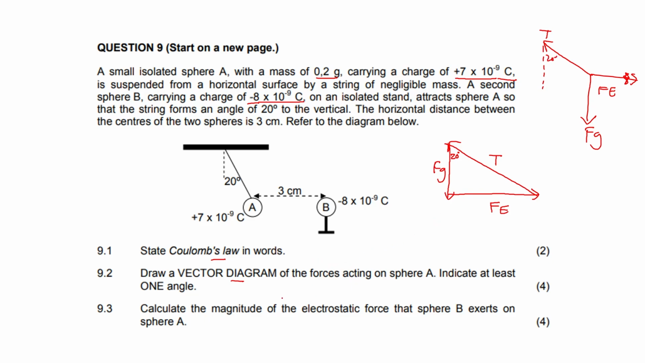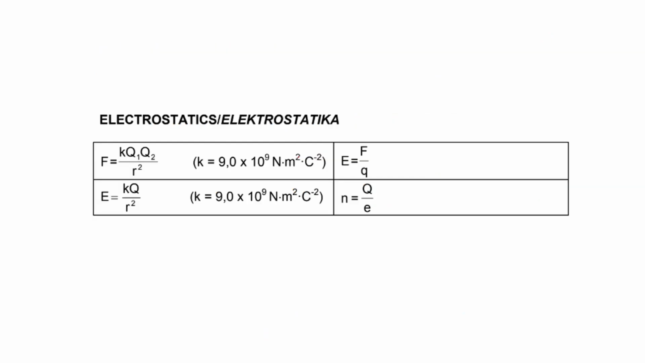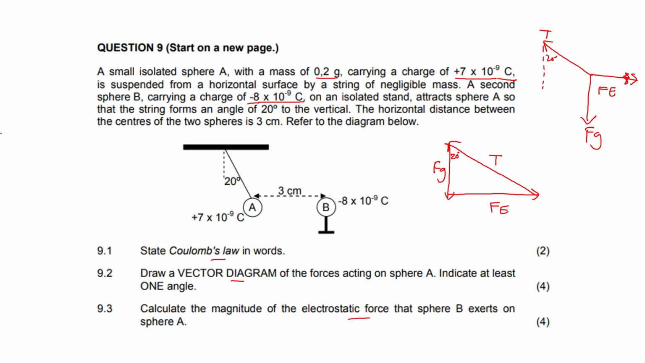Last one, 9.3. Calculate the magnitude of the electrostatic force that sphere B exerts on sphere A. So which formula do we use? We will probably use this one, right? So for 9.3, first write down your formula. Why? Because you get a mark for the formula.